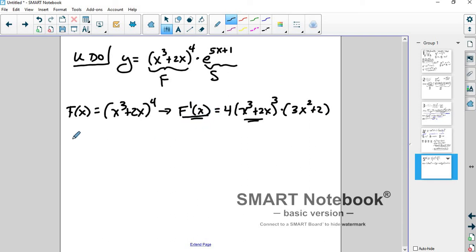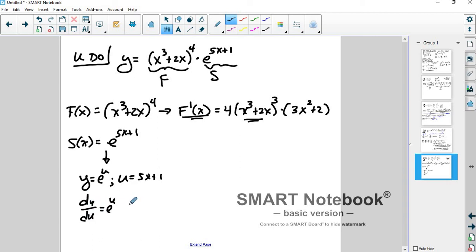So f prime I'm pretty confident that you guys can get by now. S, however, is e to the 5x plus 1. So here y is e to the u power, and u is 5x plus 1. So when I go to take the derivative using the chain rule, I get e to the u for y, but then the derivative of u is an extra 5. And so the derivative s prime of x is the product of these two. It's e to the power 5x plus 1, times the derivative of the power, times 5 in this case. Okay, or 5e to the 5x plus 1.